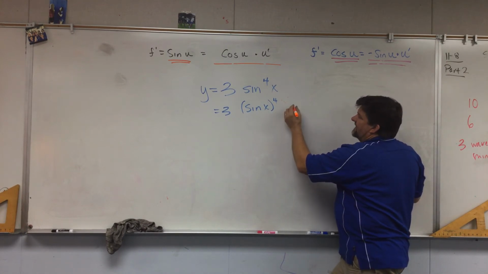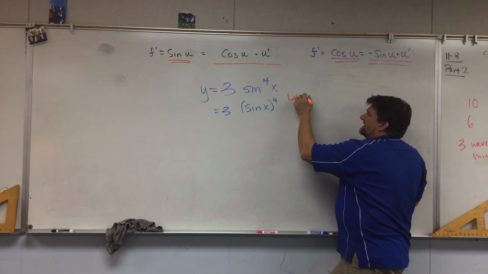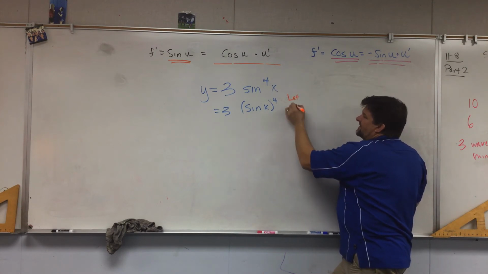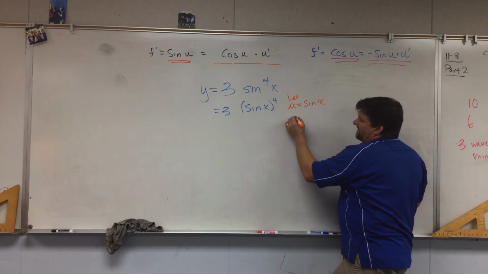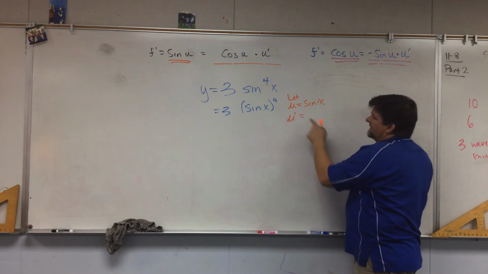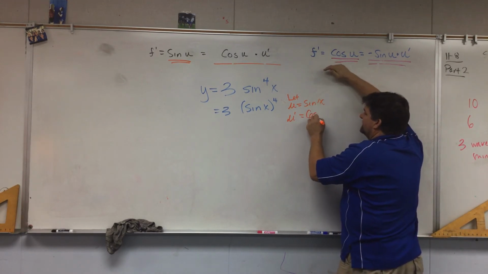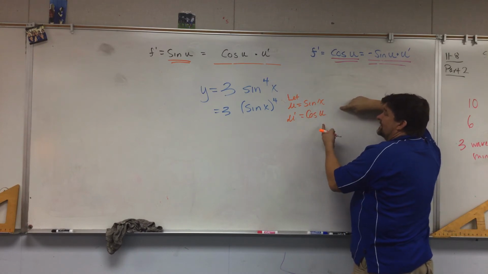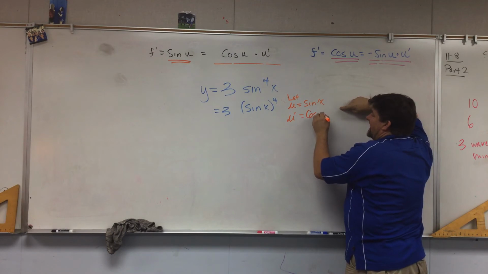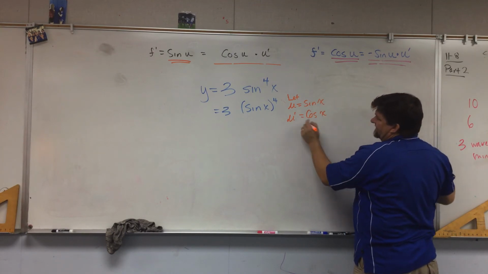So I'm going to make this u. I'm going to let u equal the sine of x. Therefore, u prime is equal to the cosine of x times 1. Okay, so this is my u prime.